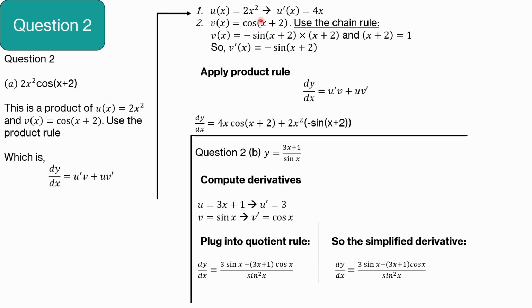We're going to plug in u prime over here, and then v over here, and then u over here, and then v prime over here. So we're going to end up with 4x cos x plus 2, and then 2x squared negative sin x plus 2.